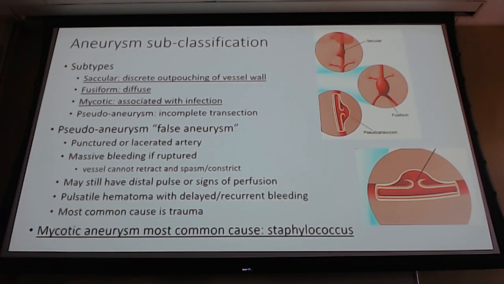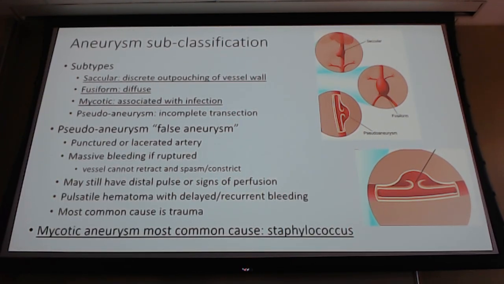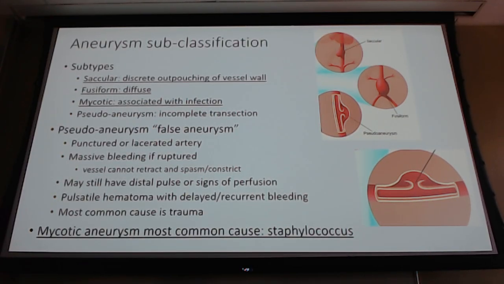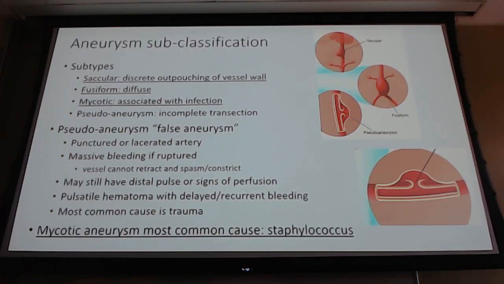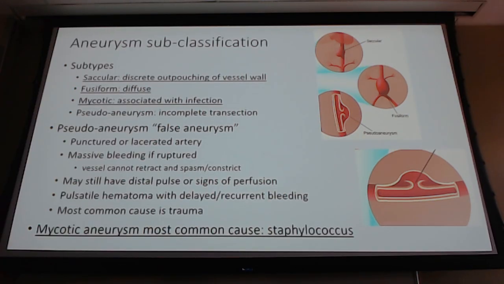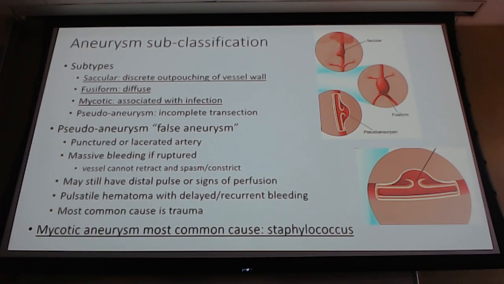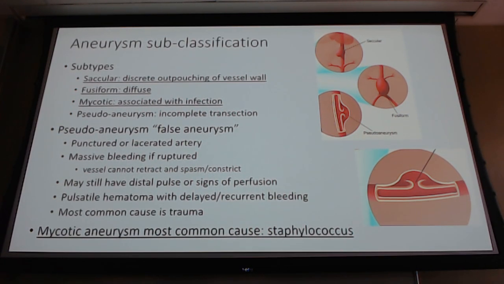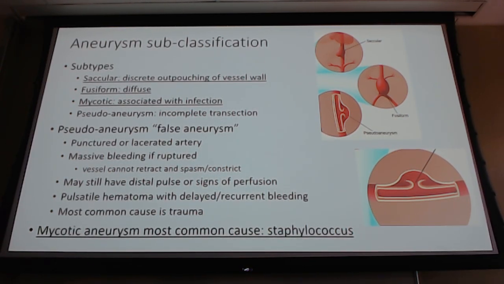All right. Now there's different forms or subtypes of aneurysms. The most common one is saccular, just a discrete outpouching of the vessel wall. You have diffuse or fusiform. That's when you have like the full abdominal aorta or distal aorta going into your iliac space, diffuse, versus saccular is one little area. If you see mycotic, it means it's associated with an infection. Doesn't matter what the bug is, it's just an association with an infection.